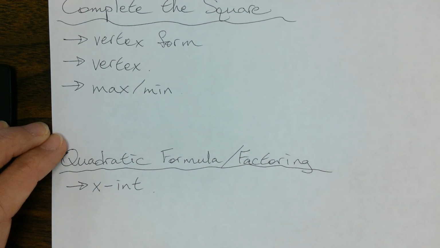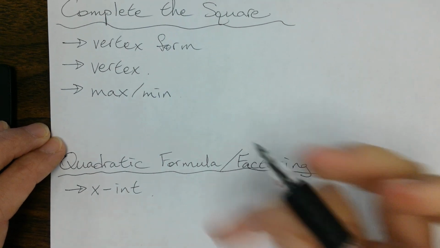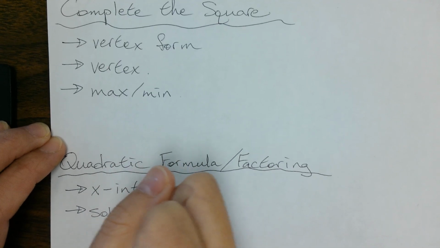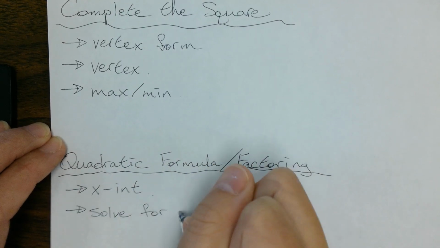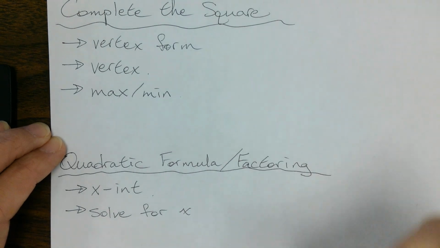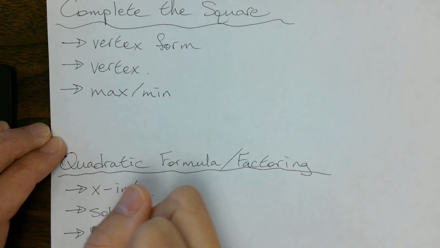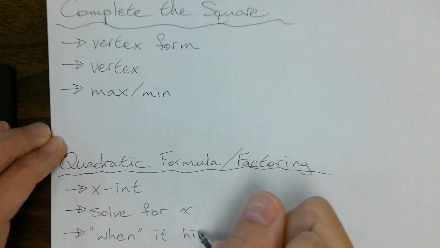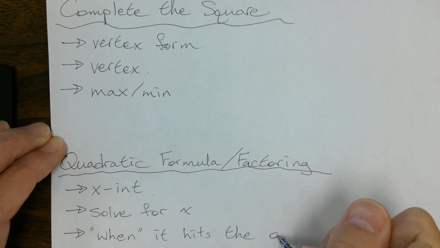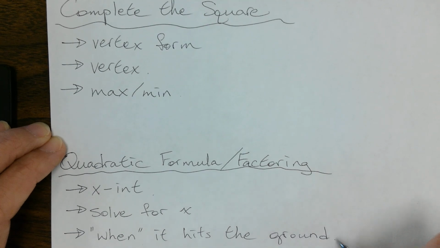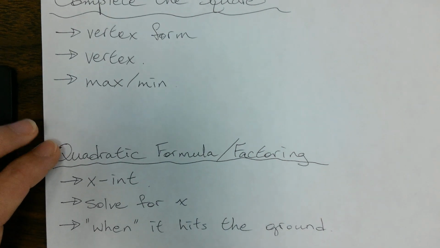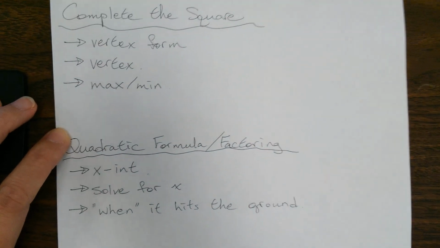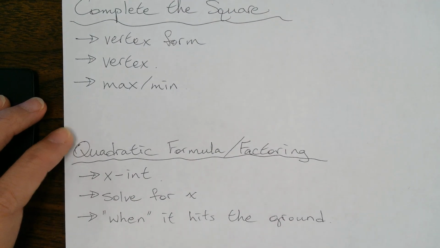If I want to solve for x, quadratic. If I want to find out when does that ball hit the ground, quadratic. The key word, when. It hits the ground, for example, or water, or the floor, or whatever. Okay, so the key is when, because you're talking about the horizontal distance.